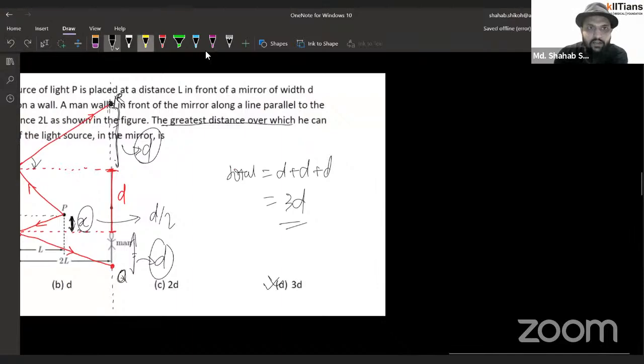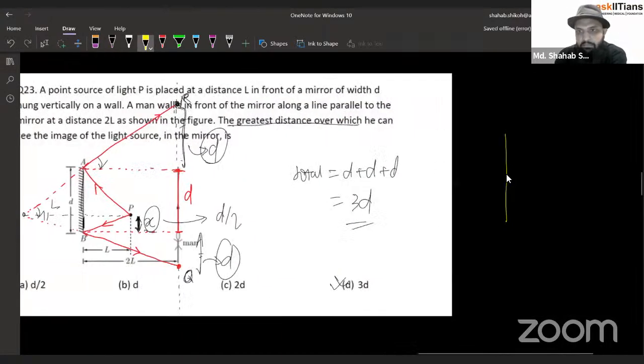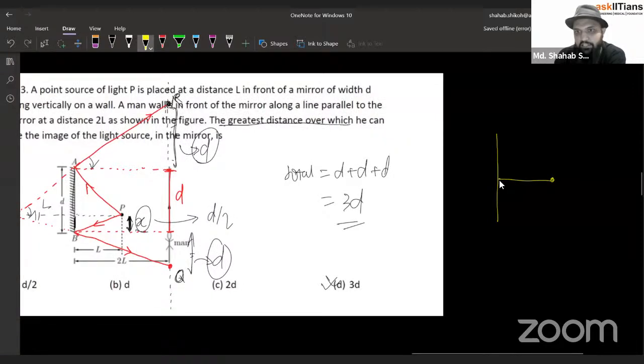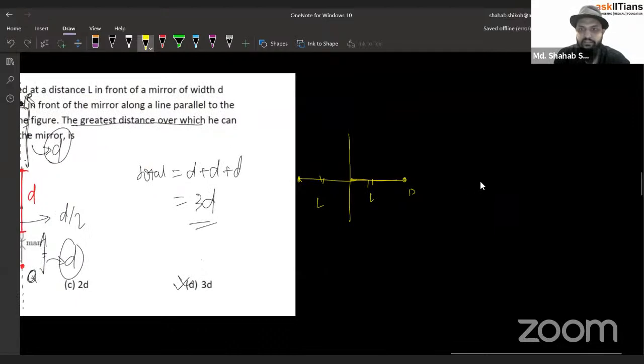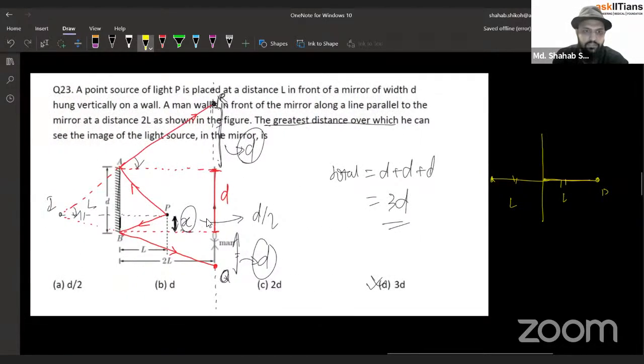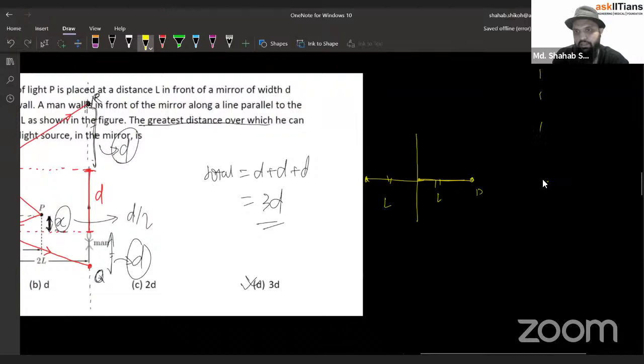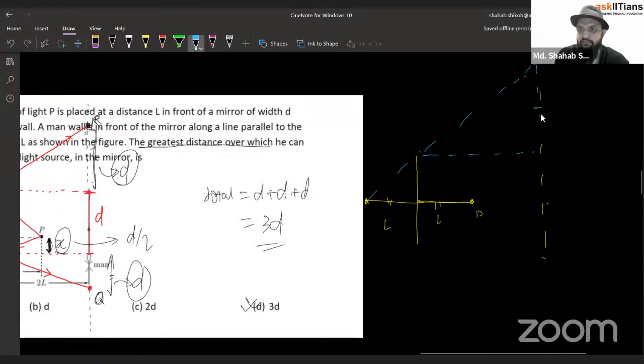Let me show you why. The mirror is D in total. You are supposing it here. The particle is here, and the image is formed here. This is L, this is L, and this is the total distance. The object is at 12. Now listen, what we have to find is this. Listen to me carefully. We need to find this thing.